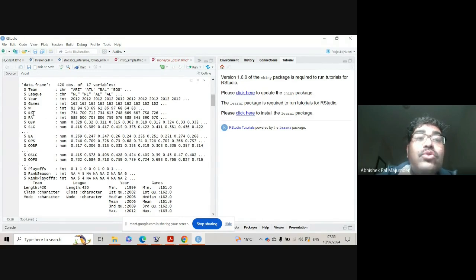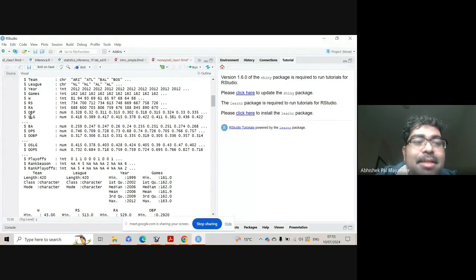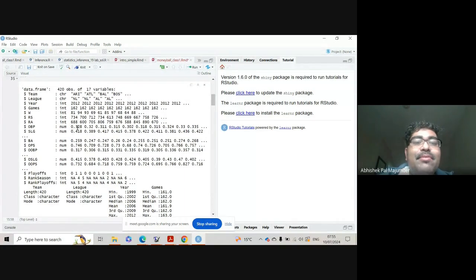Total number of runs scored by that team in that particular year in that particular league is basically RS, and run against is basically the total number of runs that particular team defended in that particular league in that particular year. So that is run against. Now this on-base percentage and slugging average for each team is given there.